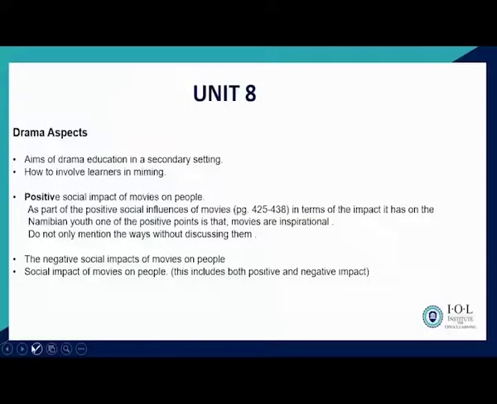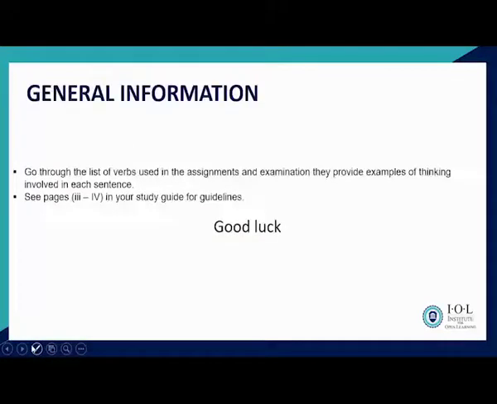Please answer what is requested. If they say discuss, you discuss. If they say write or list, you list only. And then social impact of movies on people includes both positive and negative. I said that before. If they just say how they impact people, you name all of them. But if you are asked positive, you write positive ones. Negative, you only mention the negative ones.